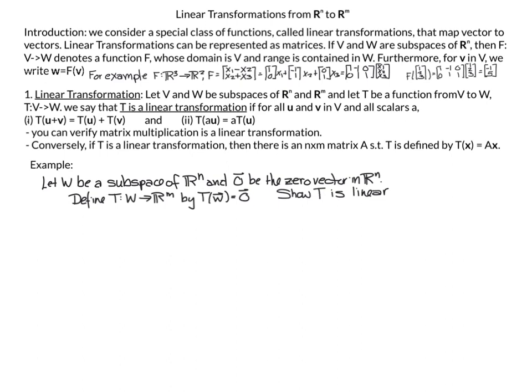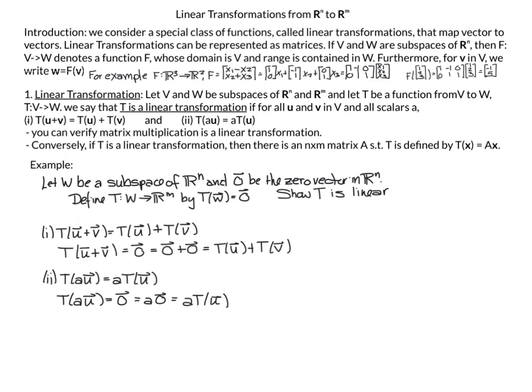My next example: let W be a subspace of Rn and let 0 be the zero vector in Rm. We're going to define our transformation to go from W to Rm by T of W is equal to the 0 vector. We want to show that T is linear.